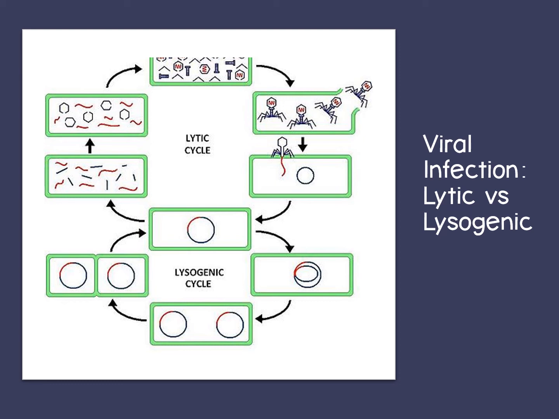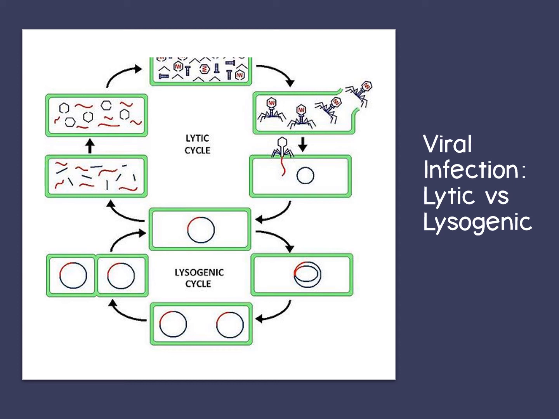Then, under the right conditions, the virus's genetic material can suddenly become active and it takes over the cell's functions in much the same way that the virus does in the lytic cycle. And soon, the cell is full of new viruses and bursts open.